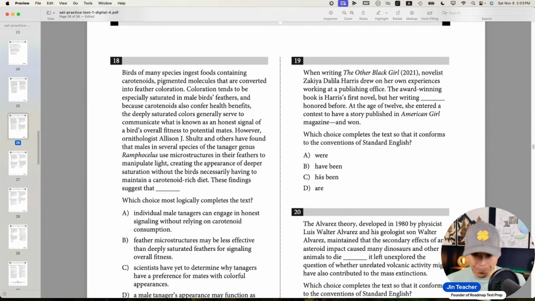So pay attention to the answer choices first to get a sense of what it is the SAT is testing you on, and then jump into the passage. Okay, so here, the SAT is testing me on subject-verb agreement. If you want to write that down, you can.